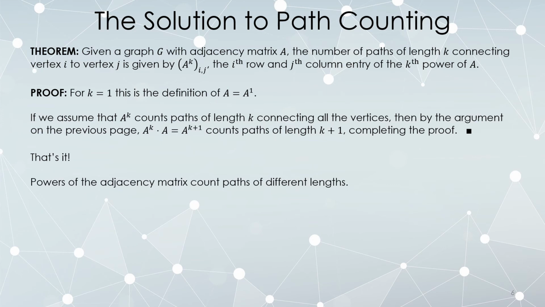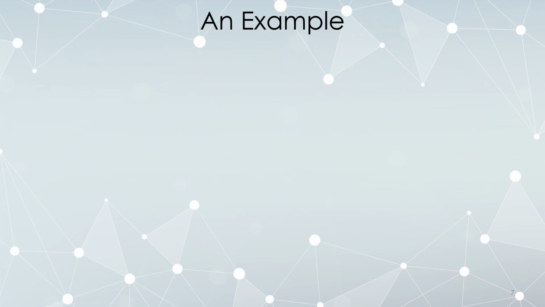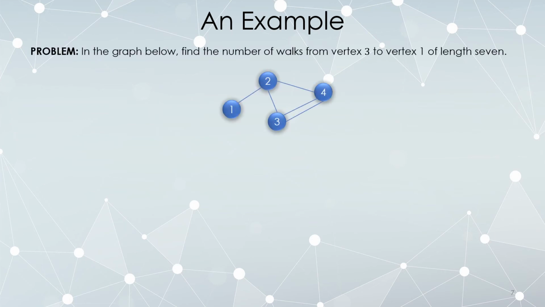So powers of the adjacency matrix can be used to count paths of different lengths. Let's take a look at an example. In the graph we started with, how many ways can I get from vertex 3 to vertex 1 using 7 steps? So for example, to get from 3 to 1, I could do 1, 2, 3, 4, 5, 6, 7 steps. That's one possible way. Or maybe 1, 2, 3, 4, 5, 6, 7. That's another 7-step path to get from 3 to 1.